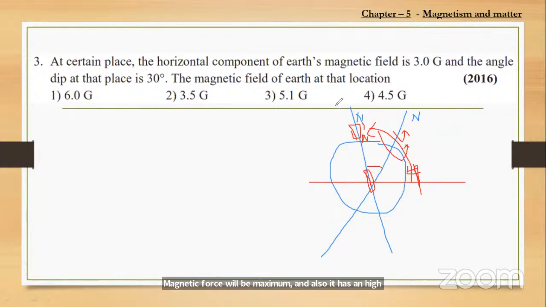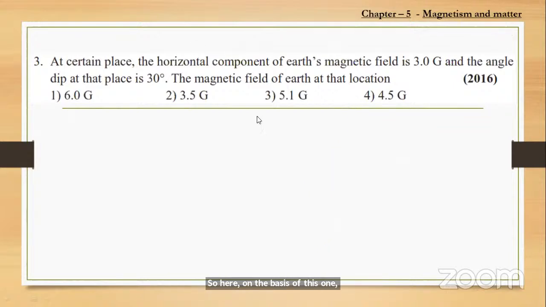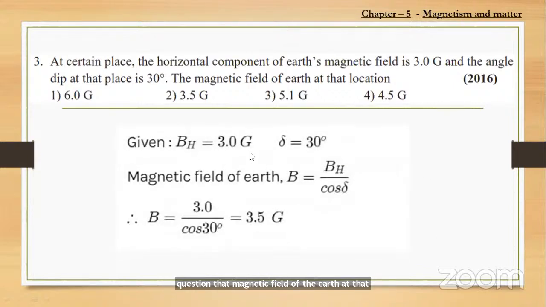So on the basis of this, they are asking the question: what could the magnetic field of the earth be at that location? See, the horizontal component is 3 G, and the dip is 30 degrees. So the magnetic field of the earth B is equal to the horizontal component divided by cos of the dip angle. If you simplify this, the value you will observe is 3.5 G. So the answer for this one is the second option, 3.5 G.